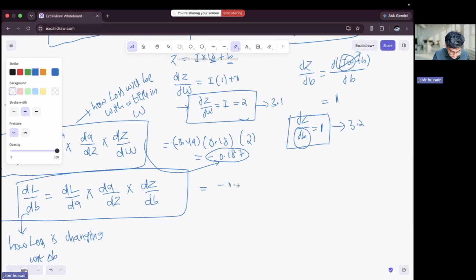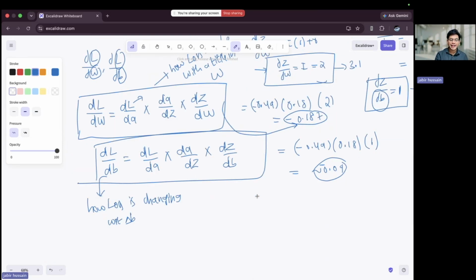minus 0.49 multiplied by 0.18 multiplied by 1. It will be minus 0.09. It means I need to decrease bias as well, right? I need to decrease weights. I need to decrease bias. But from the values, you can exactly tell that the decrease in weight should be more than the bias. Okay, so this is known as chain rule.